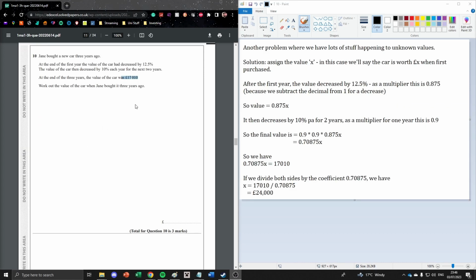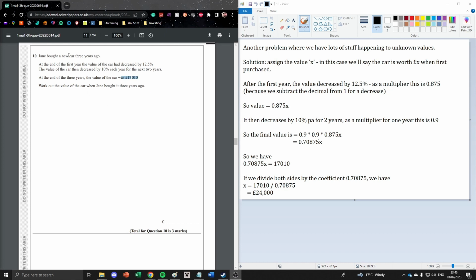Question 10 is looking at compound interest with the slight twist that the interest is not the same year on year. So we're told that Jane bought a new car 3 years ago. At the end of the first year, the value of the car had decreased by 12.5%, and the value of the car then decreased by 10% per year for the next 2 years. At the end of this 3 year period, the value of the car was £17,010, and we're asked to work out the value of the car when Jane bought it 3 years ago.